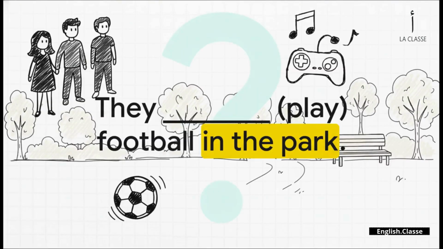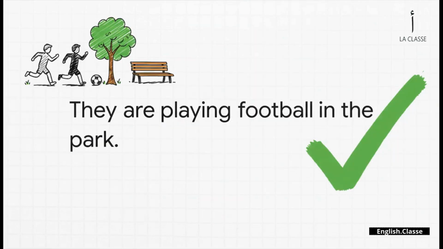All right, ready for another one? This time, the subject is they and the verb is play. Go ahead. What do you think this one is? They are playing football. Exactly. Since they is plural, we use are, and then we just tack on that ing to play. See? You are totally getting the hang of this.